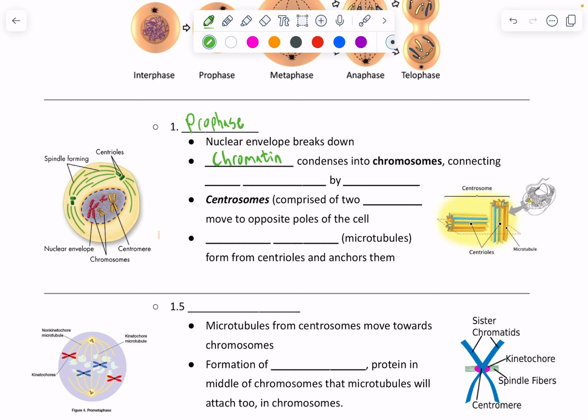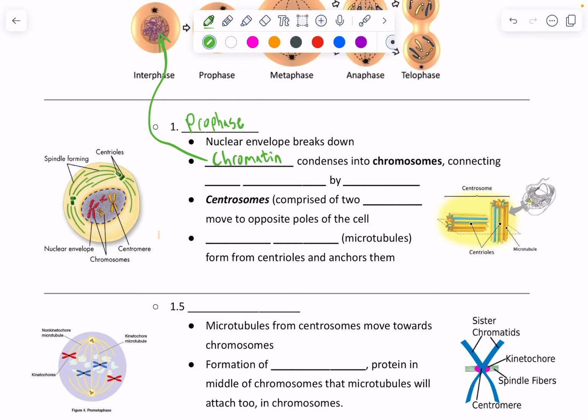So I always think of chromatin. This is kind of chromatin right here, actually. Let's do something like that. So it's just like a bowl of spaghetti. It's just kind of all spooled up together, no specific shape. We wouldn't be able to see chromatin underneath a microscope. It's not condensed enough. But chromatin is going to start condensing into chromosomes.